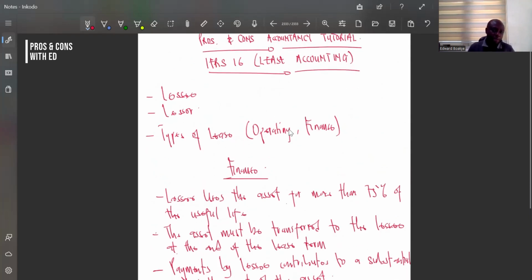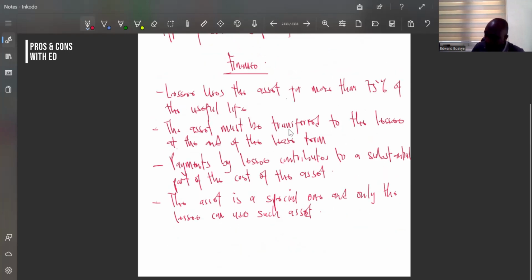Remember, this is an agreement, or it's a lease agreement. So we will have a lessee and a lessor. One will treat it one way, whilst the other will treat it what? The other way. So the lessee treats it as what? As an expense, whilst the lessor treats it as what? As an income.